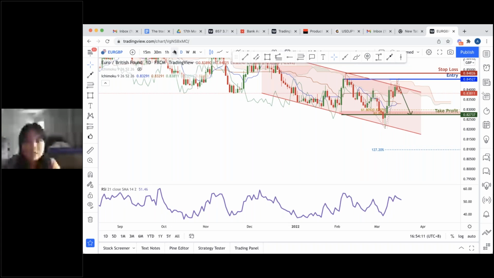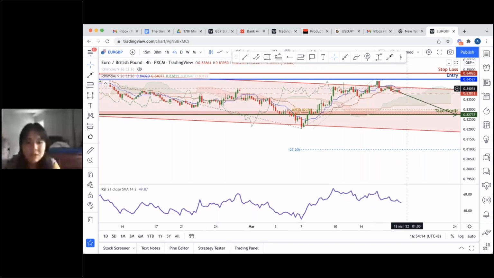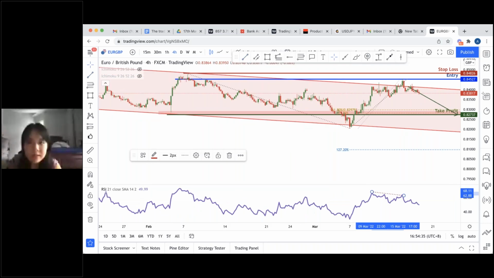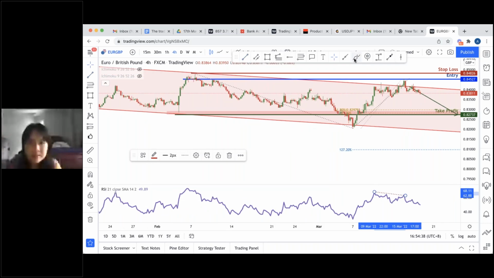So Ichimoku is saying mixed signal, so we shall ignore it. But the thing is, there is a bearish divergence here. So this is bearish here, right? How you tell it's a bearish divergence is that the market is making higher highs, but RSI is making lower lows. So we know that there is a short movement. I will watch this level if there's any risk of reversals.